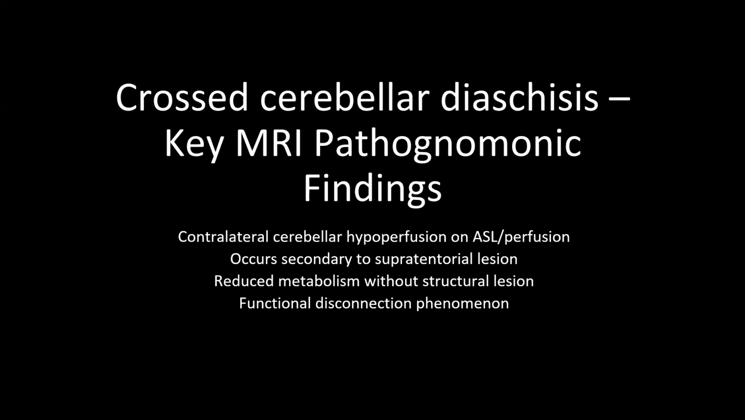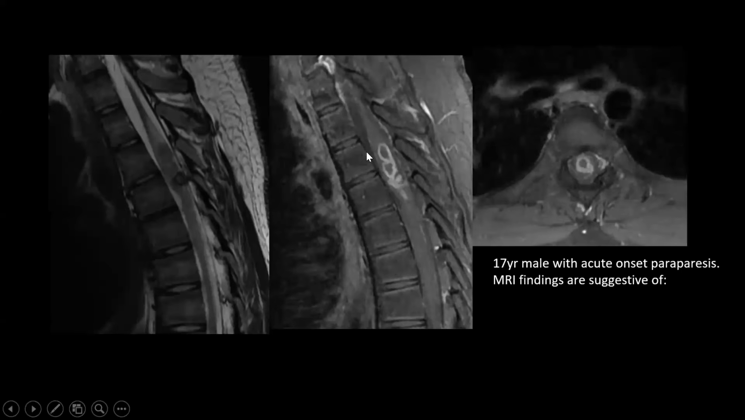It's just like a post-ictal change. Reduced metabolism without structural lesion, a functional disconnection phenomenon. So it's just a marker that there was an event in the supratentorial compartment and then the patient presented with seizure because of that. Next case, very simple one.